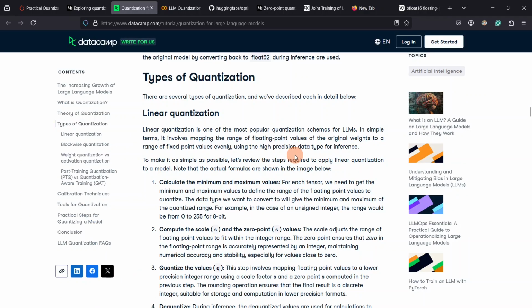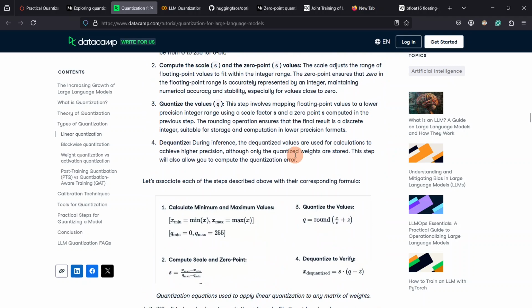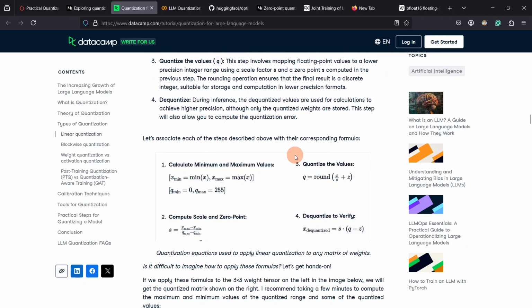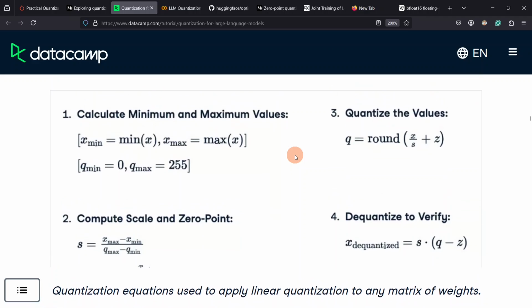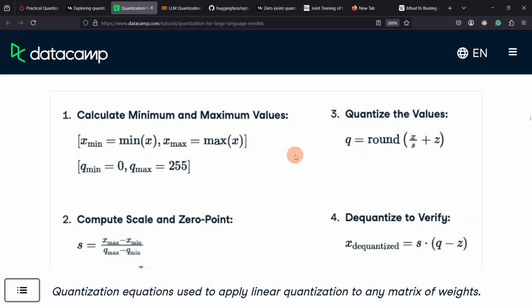So a popular quantization for both is linear quantization. Within linear quantization, there is the zero point quantization. DataCamp has a nice explanation regarding this. Linear quantization is also called affine quantization. It is simple, as shown in the formulas here. You scale the total range to fit as per the range of the quantized values.